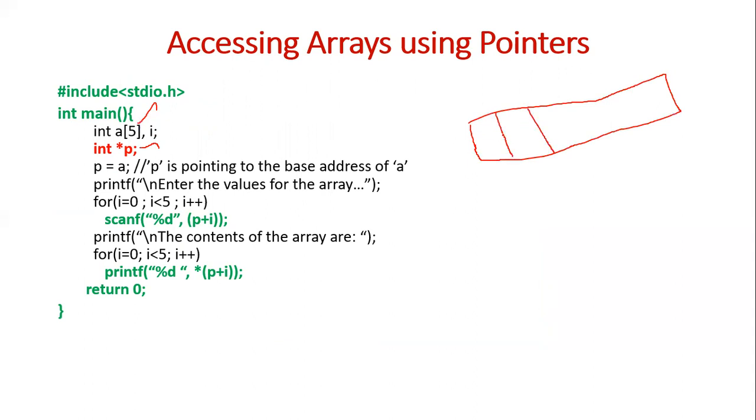So the array contains 5 locations and the name is a. As usual, let us assume the starting address is 1000. Now you give p is equal to a. It means that p is pointing to the starting address of the array. So p is holding 1000, that is, p is pointing to the first location of this particular array.